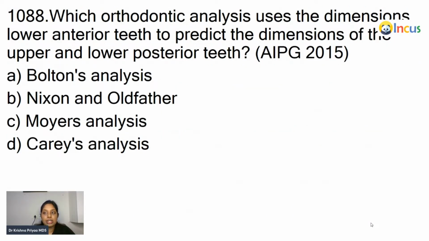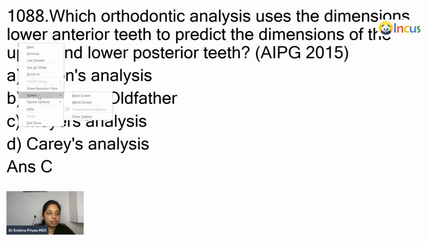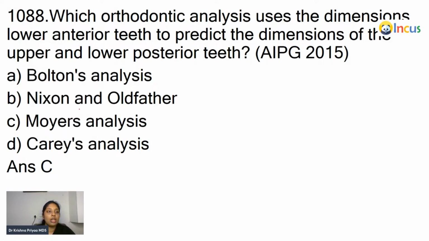Which orthodontic analysis uses the dimensions of lower anterior teeth to predict the dimensions of the upper and lower posterior teeth? It is Moyer's analysis, because the keyword here is that the lower anterior teeth are used. Lower anterior teeth are used to predict it. But the keyword is both upper and lower posterior areas, where the tooth dimension is identified. So Moyer's analysis is the only mixed dentition analysis here. Bolton's analysis is a permanent one and Carey's analysis is also a permanent one. Nance and Oldfather use a radiographic technique, so they cannot be taken into account. So the answer would be Moyer's analysis.